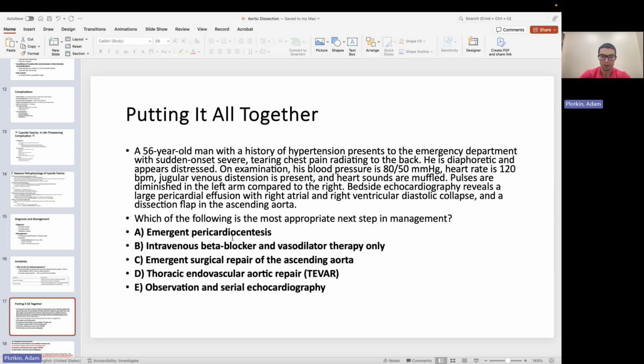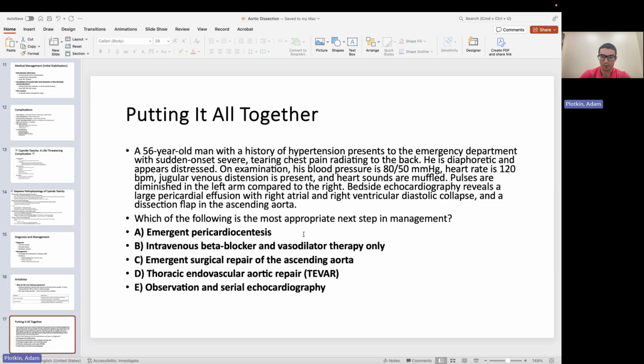Should we do emergent pericardiocentesis? Should we do intravenous beta blocker and vasodilator therapy only? Should we do emergent surgical repair of the ascending aorta? Should we do thoracic endovascular aortic repair? Or should we do observation and serial echo? So pause your screen, think about everything we've talked about, reread the vignette if you need to, and come up with your answer.